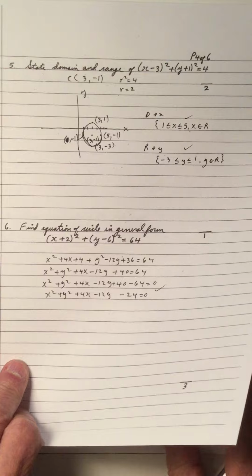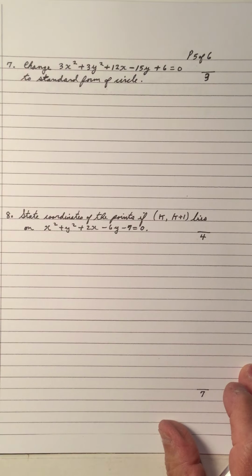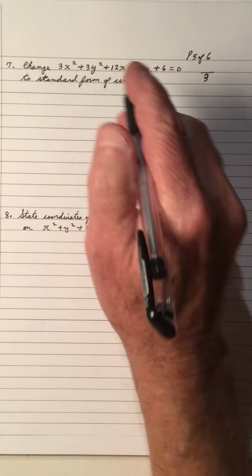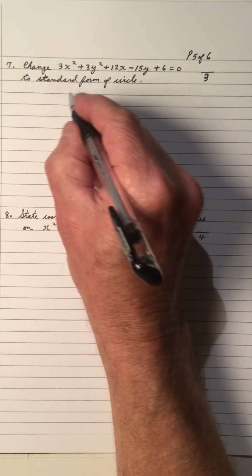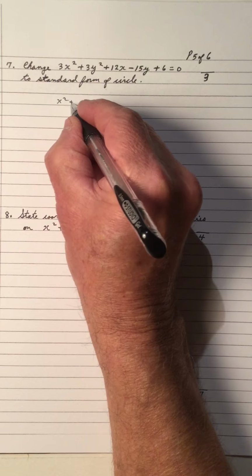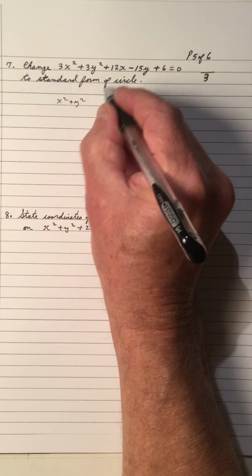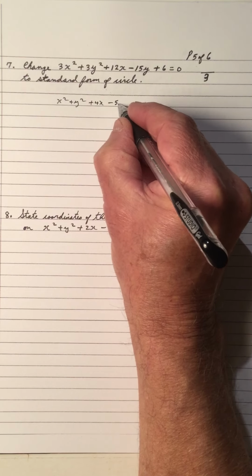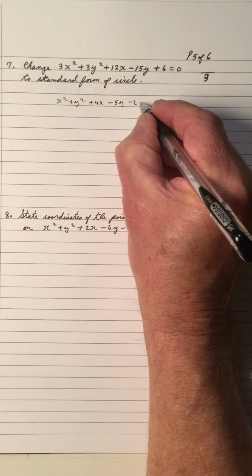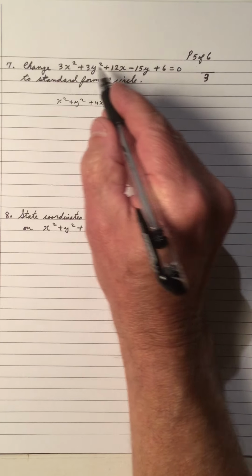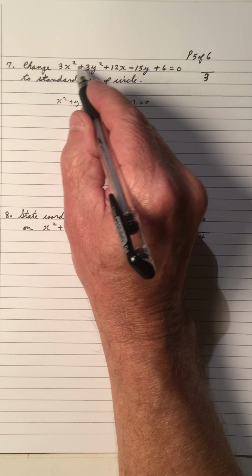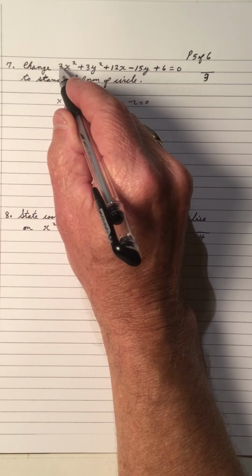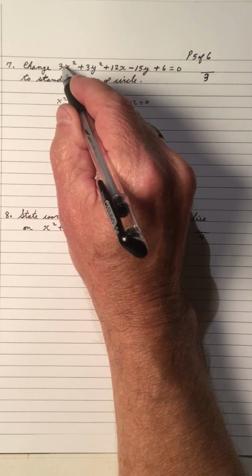3 marks in total. And let's continue. Change this general form to a standard form. So we'll divide everything by 3. X squared, y squared, divide by 3. And it's a circle because the a and the b are equal, and it's a plus. So we have an x squared and a y squared with the a and the b equal with a plus. Got to have them equal.